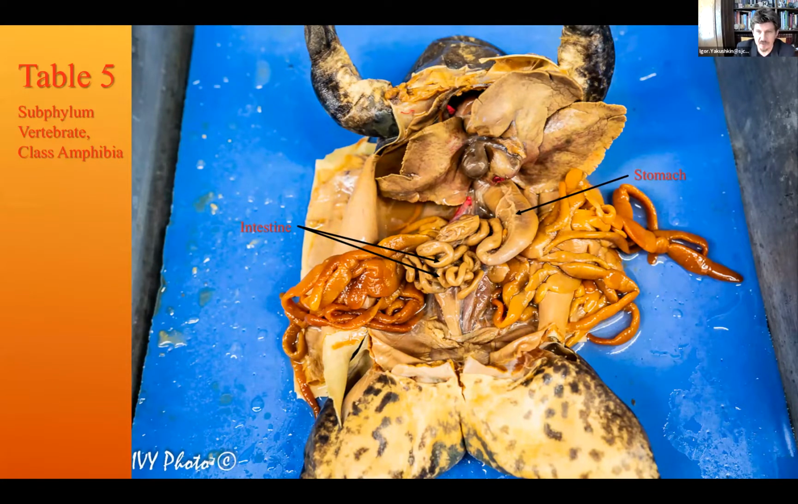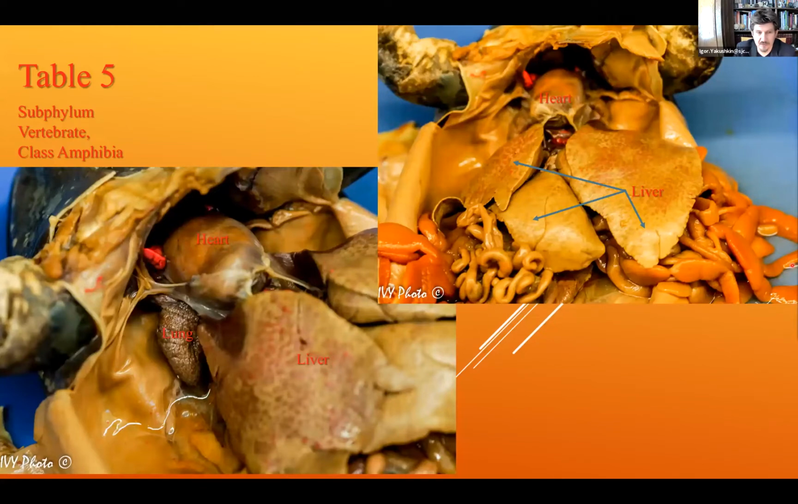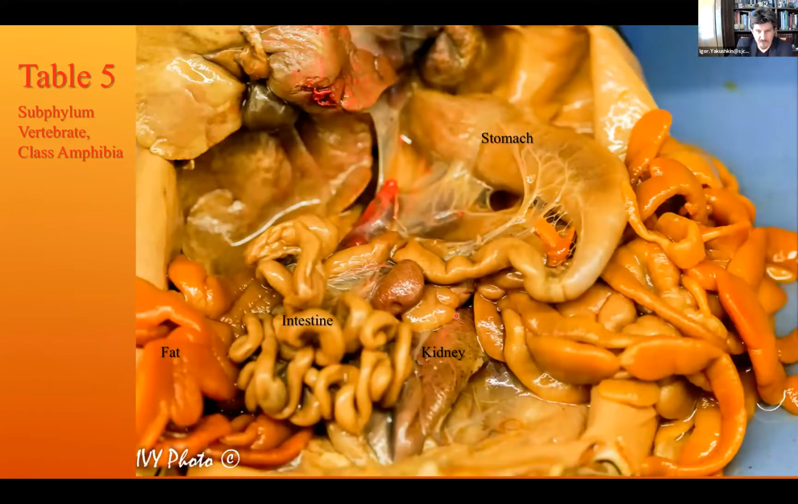Okay, let's see what else. Yes, the liver, the heart, and these are tiny little bitty lungs on this side. You'll have a lung as well. And then if you dissect a little bit further, move the fat bodies as well as the intestine away, on the dorsal side, you will see the kidney. Yeah, I knew that there is a kidney there. You can see that the stomach is connected by very thin connective tissue, and we'll talk about that.